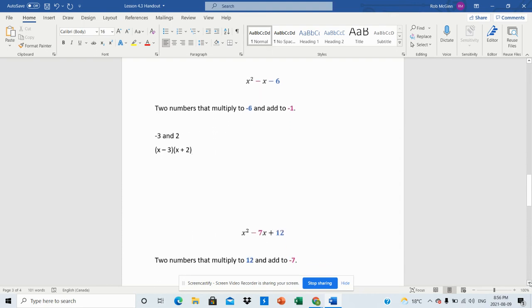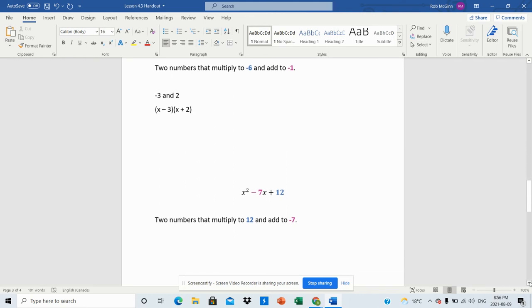All right. Here is another type we can see. X squared minus 7x plus 12. Well, we've got a positive here, but when we add together, we get a negative. This is a sign that we have two negative numbers. Two negative numbers multiplied together will create a positive, but when added together, will give you a negative.